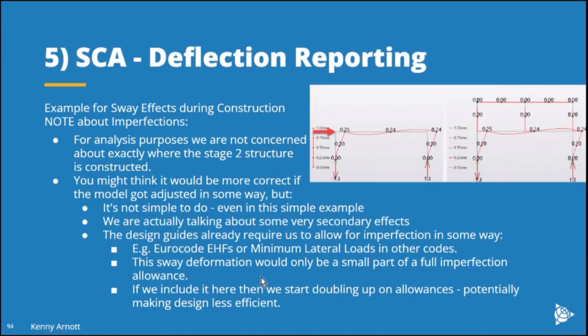And this sway deflection that you see in the analysis would only be a small part of a full imperfection allowance. So you still need to introduce the imperfection allowance, which we do, and we'll do that whether it's stage construction analysis or not. If you were to build it in again here, you would end up double counting an aspect of imperfections and potentially making the design less efficient than it needs to be.